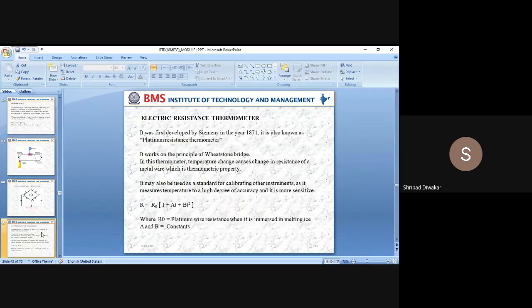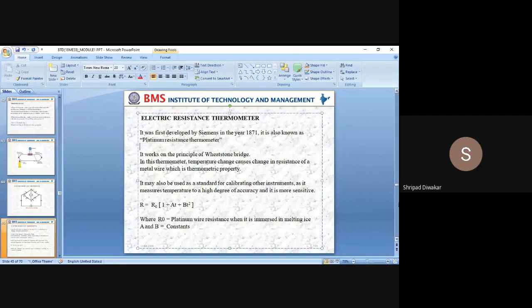The fourth instrument is the electrical resistance thermometer. As I said, it follows the equation R equals R naught into 1 plus AT plus BT square. It was first developed by the scientist Siemens in the year 1871. So remember these are the various temperature measuring devices. Mainly we come across thermometers and thermocouples. The only difference is the change in the thermometric property. Another name for the electrical resistance thermometer is the platinum resistance thermometer.